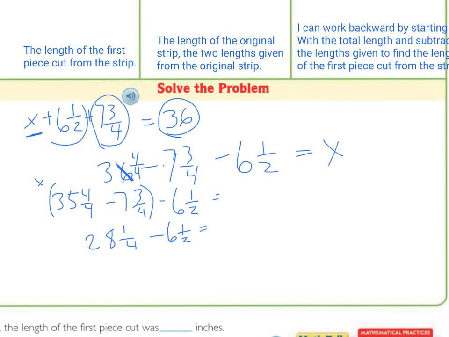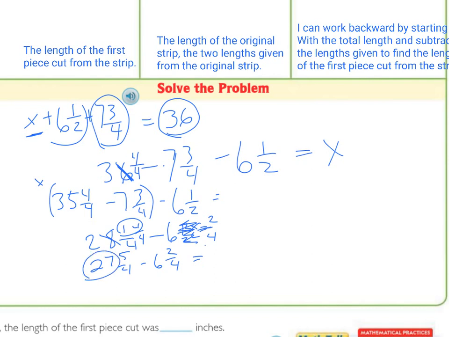Then I have to make these denominators be 4. So let's go ahead and change this one. In order to make this bottom be 4, I'm going to have to multiply it by 2/2. So this is now going to be 6 2/4. I can't take a 2 from a 1, so again, I'm going to have to borrow. This is 27 now. And remember, I can make it be whatever I want, so I'm going to add 4/4. So this is going to be 5/4 minus 6 2/4.